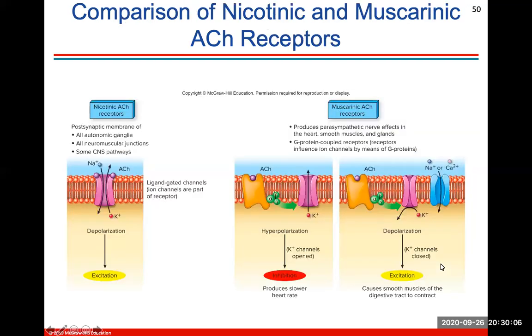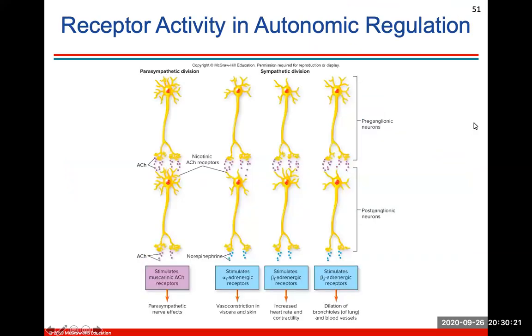This is just a comparison of nicotinic and muscarinic acetylcholine receptors. So again, these are two types of acetylcholine receptors. One will have an excitation or an excitation and inhibition response. Receptor activity and autonomic regulation. This just takes you through kind of how the receptors are released, and then based on what the receptor is in the organ, it'll have a parasympathetic or sympathetic effect.